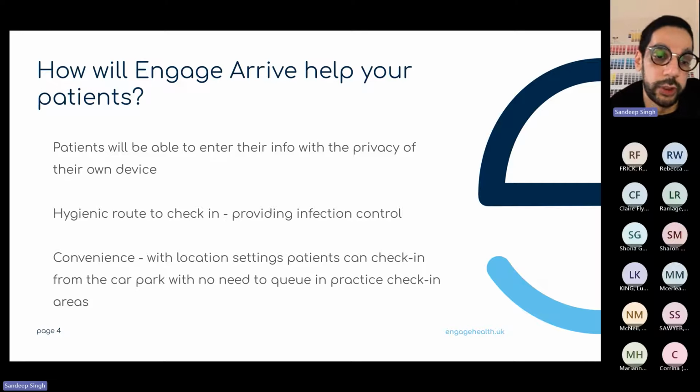A hygienic route to check-in. It provides infection controls. So, as a check-in screen, multiple people using it multiple times a day. It does provide a hygienic route for a patient to just check in on their mobile and do it that way. Convenience, with location settings, patients can check in from the car park with no need to queue in the practice check-in areas. So you're able to set your location settings and you can set the perimeter on where the patient is able to check in from their mobile. So as it's mentioned there, the maximum radius is about 100 meters. So if you want to set that for the patient to check in from there, you can do so. So that means that the patient can check in 100 meters from the specific location.